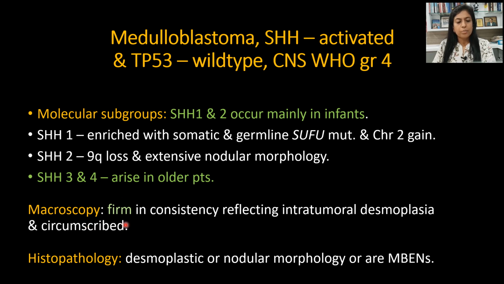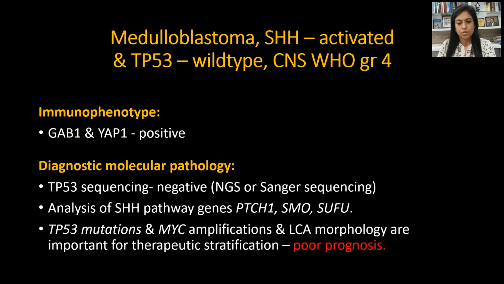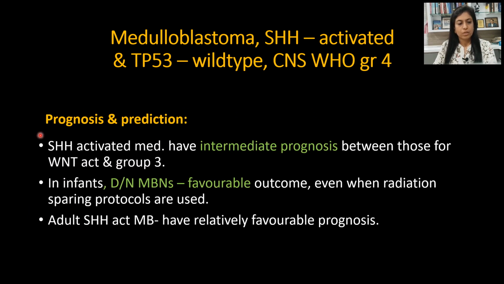These are firm in consistency because their histopathology is desmoplastic or nodular. That reflects the intratumoral desmoplasia, and these are often circumscribed. And even on imaging, they may display a bunch of grape-like appearance because of the nodular nature. So we have already discussed they have intermediate prognosis.